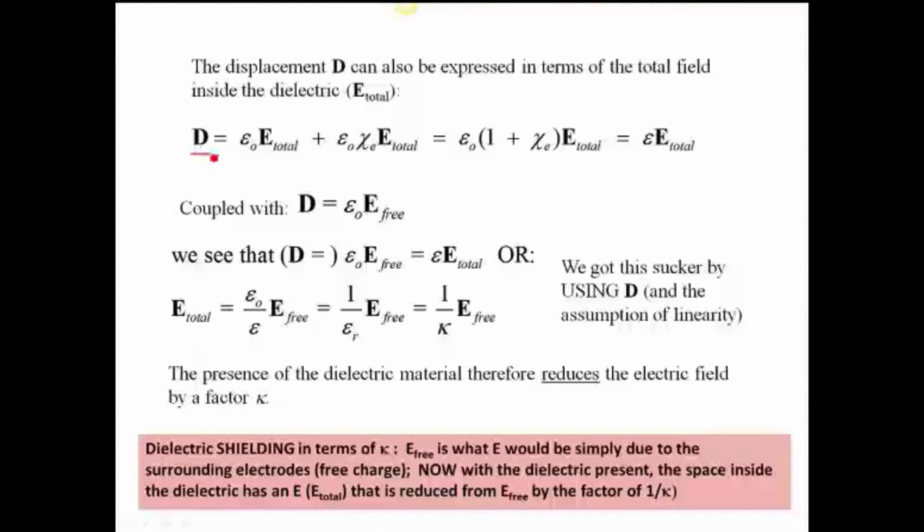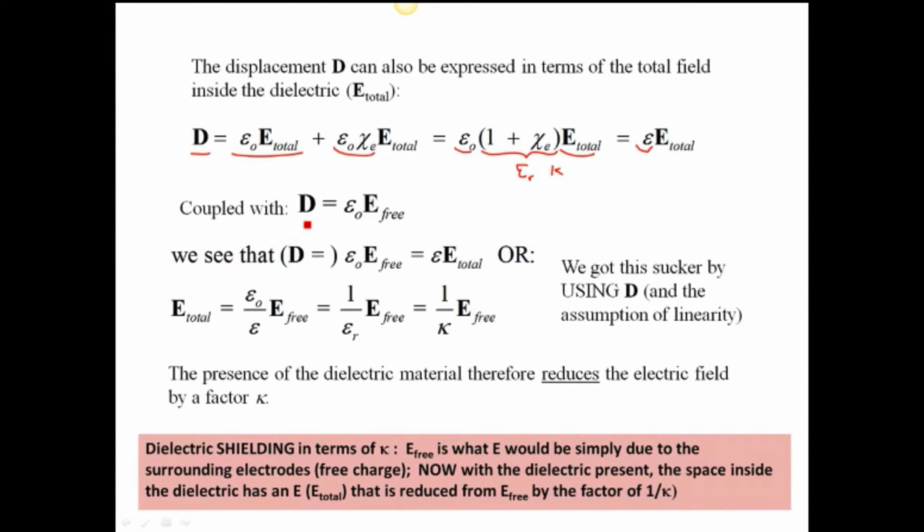So we go down to the D definition where it has a term which is epsilon 0 times E total, the field inside the dielectric, plus the polarization. Now we've already said that the polarization is going to be defined in terms of this set of constants times E total. Well, we factor out epsilon 0 and we factor out E total, and we're left with, of course, this expression here. And if we remember, this is epsilon r or kappa. They're equivalent. So epsilon 0 times epsilon r gives us the total permittivity times E total.